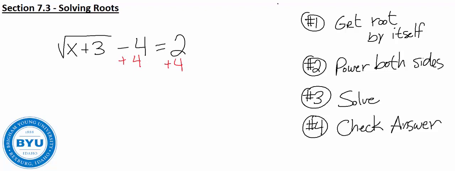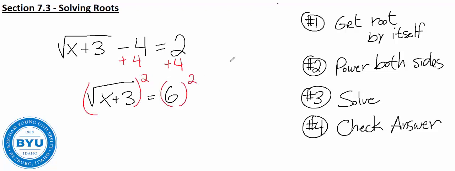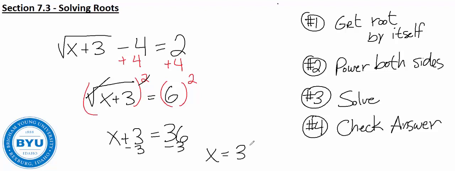When we do that, we've got the square root of x plus 3 equals 6. Look, Vans is now by itself. And so we're going to undo the square root by squaring both sides. When we do that, the square root and the square cancel out, leaving me with x plus 3 equals 6 squared, which is 36. We're going to finish solving by just minusing 3 from both sides to get x equals 33.